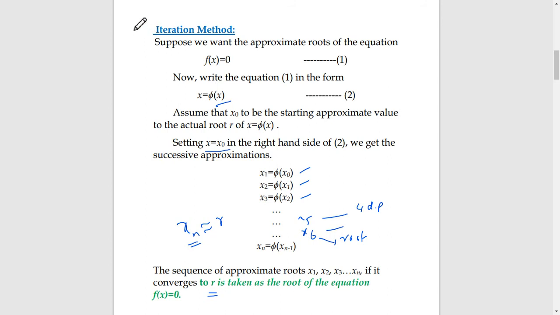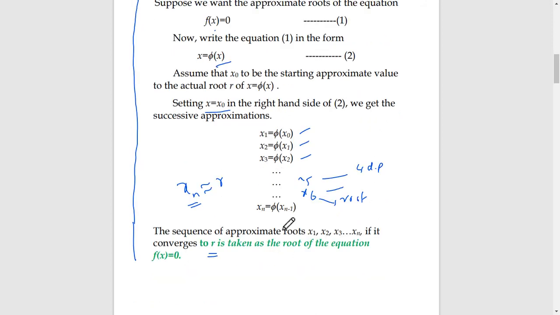Describe briefly the iteration method is asked for 2 marks in the semester examination. Then you have to write all this for 2 marks. Very simple: the given function f of x equal to 0, write it in the form x equal to phi of x. Now assume x naught is the starting approximate value of the root. Setting x equal to x naught in the RHS of 2, we get the first approximation, second approximation, third, and so on, nth approximation. If xn is very close to r, then we say that xn is the approximate root of the equation.